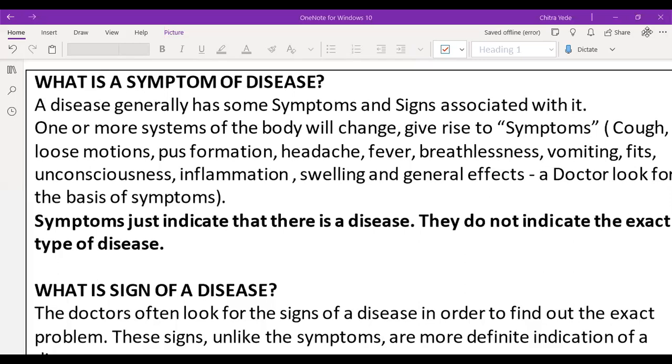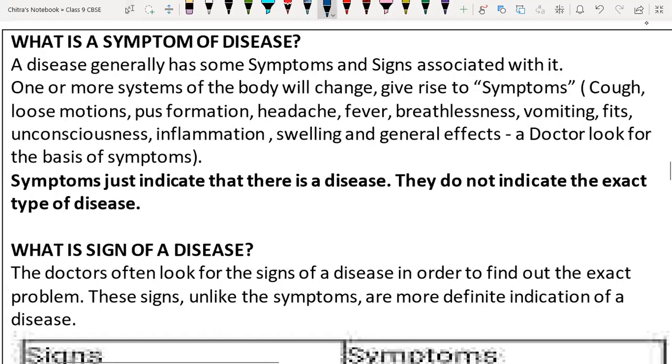Now we are going to understand what is a symptom of a particular disease. Very important. We already discussed symptoms. A disease generally has some symptoms and signs associated with it. Suppose we are discussing jaundice, the yellow fever, in which the body of the patient becomes pale yellow in color. That is nothing but the sign as well as the symptom.